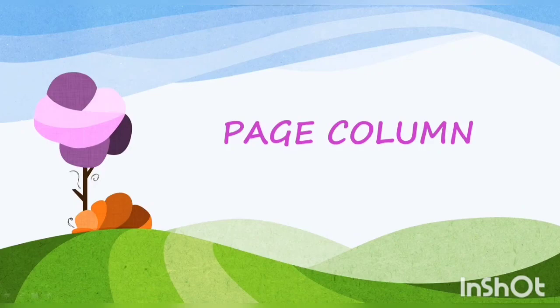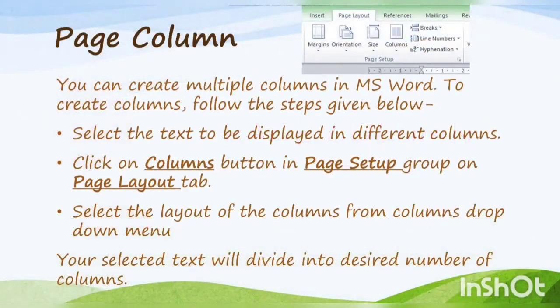The next topic is page column. You can create multiple columns in MS Word. Now this multiple column concept you would have seen in your newspapers, where the content under one particular title itself would be in 3 or 4 or 5 columns. The advantage of using these columns is that you can bring a large amount of data into a very small space. Paper usage will be less and the appearance also is good.